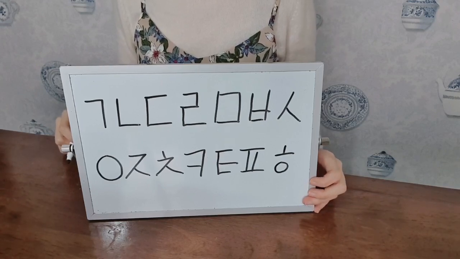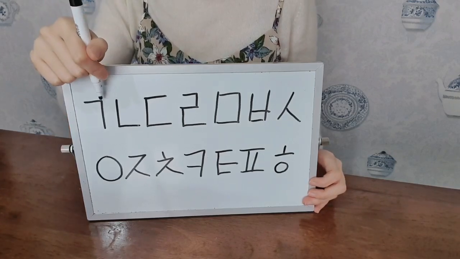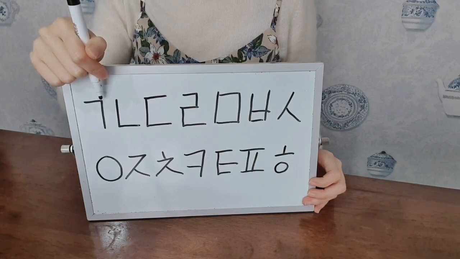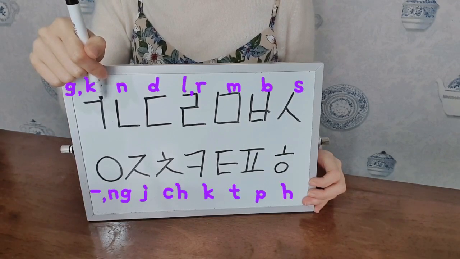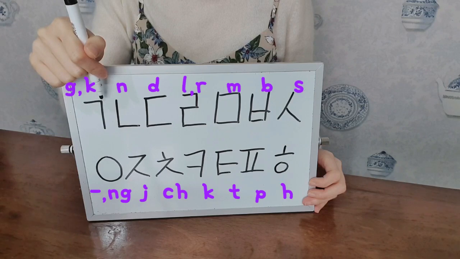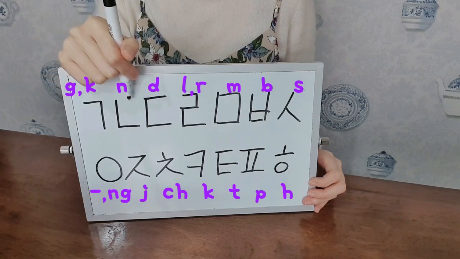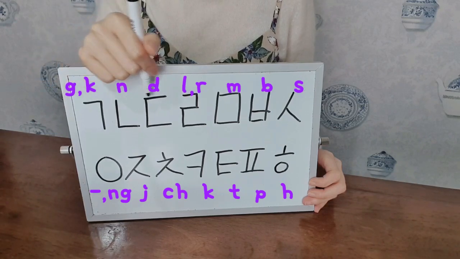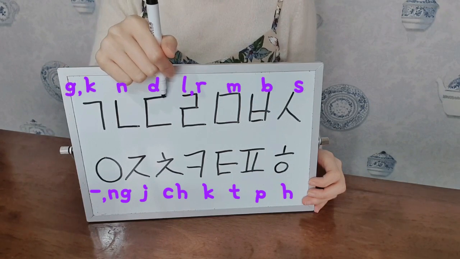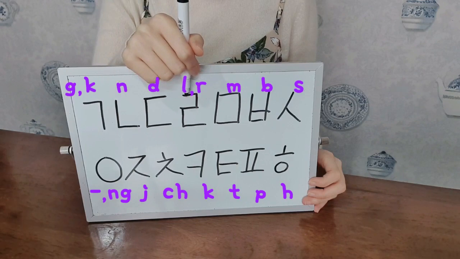So now getting into consonants. This is a combination of a G or a K sound. It actually is supposed to resemble the shape of your throat. And this sounds like an n. And this like a D or T sound, but closer to D. And this one is a middle of L and R.